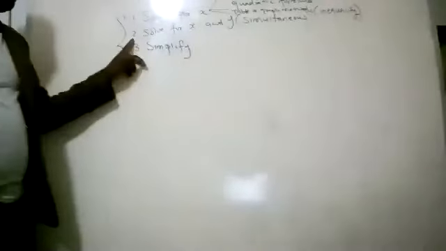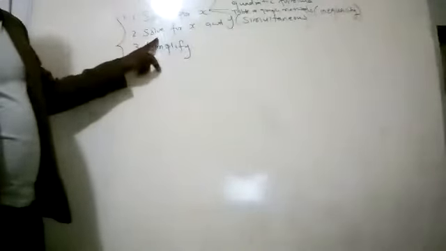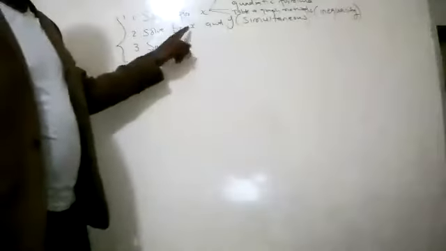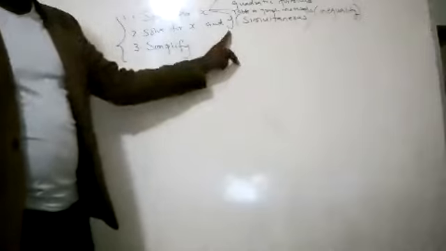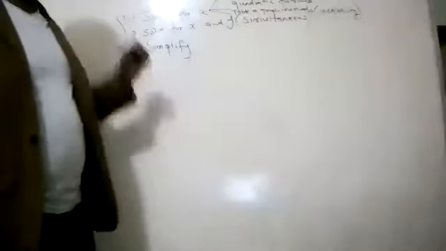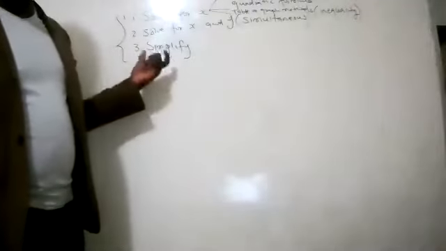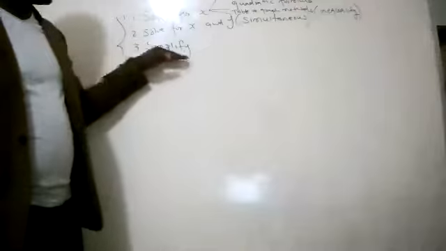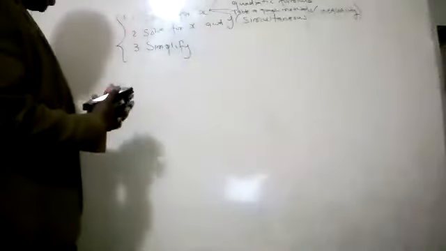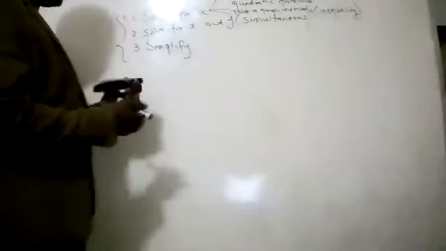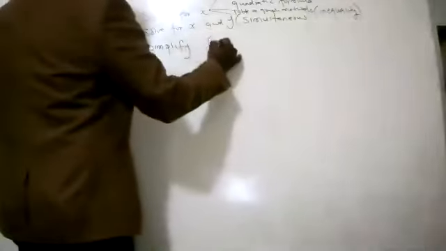And then number 2, we have simultaneous, which is solving for x and the value of y. And the last one is simplifying. Simplifying is when we are implementing the exponential rule. We must know the exponential rule very well in this case. So this constitutes the very first chapter, which is very, very important, called algebra.